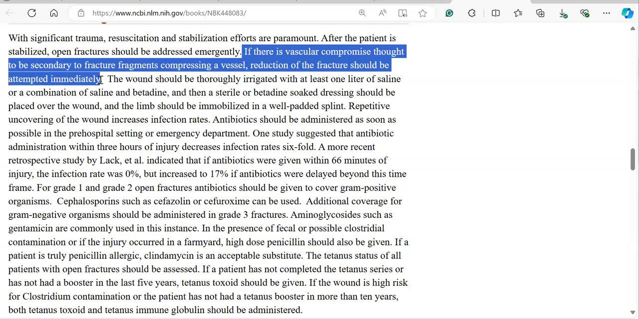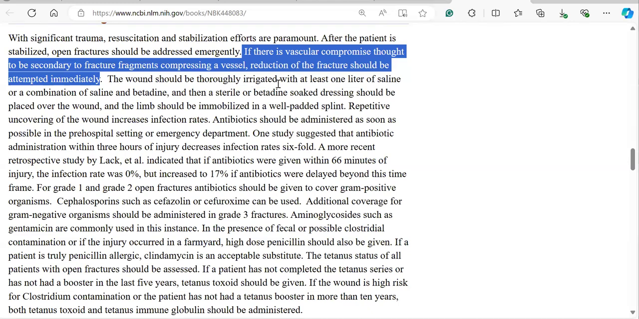This is what I told you last class: if you see that there is a vascular compromise, that means the patient has severe ischemic pain in that area, or there is a lack of pulse, that means there is a vascular compromise. Most likely the fracture fragment is compressing the vessel. So in that situation, you need to do the reduction as soon as possible.